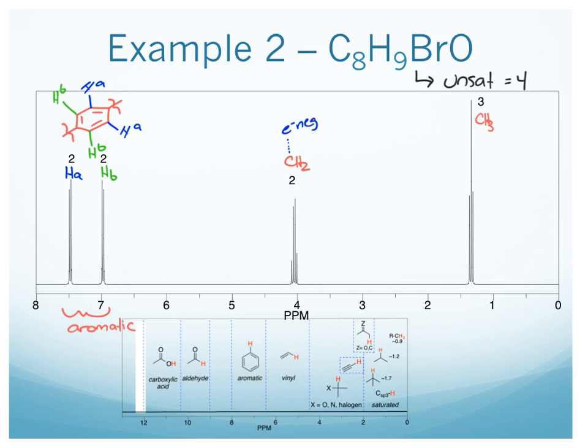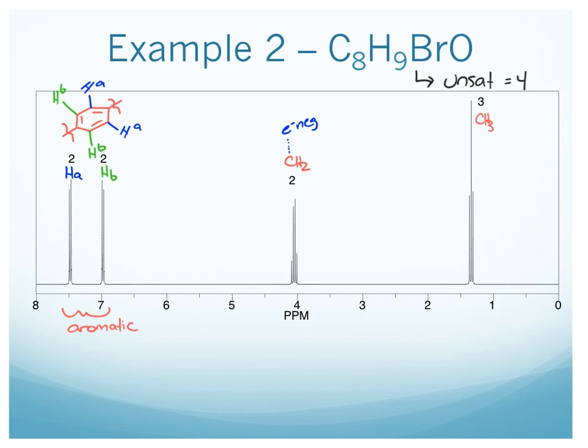Telling me that CH2 is connected to an electronegative atom. The CH3 around 1.3, there's nothing too special about its chemical shift. Okay, so now let's see what we've accounted for. We've accounted for 6 carbons, 7 carbons, 8 carbons. So our 8 carbons are good. We've accounted for 4, 5, 6, 7, 8, 9 hydrogen. So our hydrogen count's good.